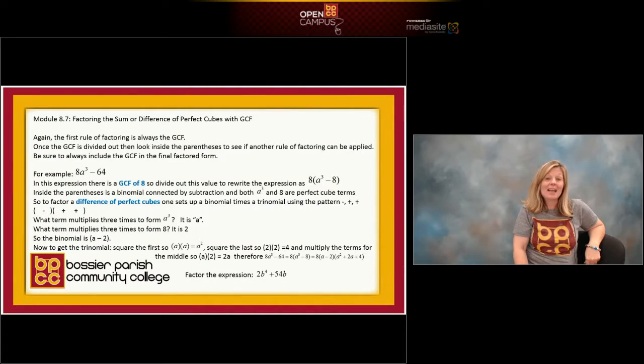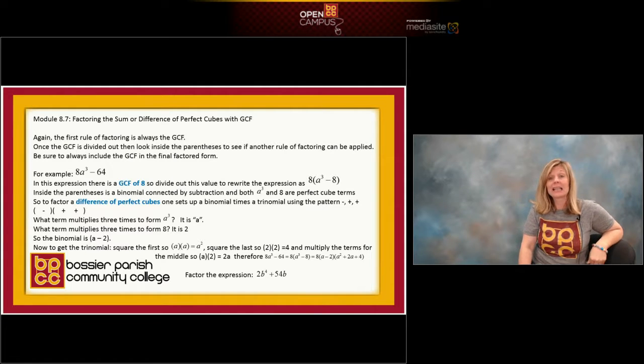Welcome back. Now that we know how to factor using the rule sum and difference of perfect cubes, let's not forget that you may have an expression that you may think looks like a sum or difference of perfect cubes, but it's not. So pay close attention to your vocabulary. If you look at the expression I chose for your PowerPoint, I have 8a cubed minus 64.